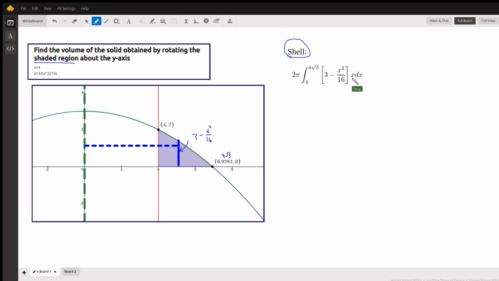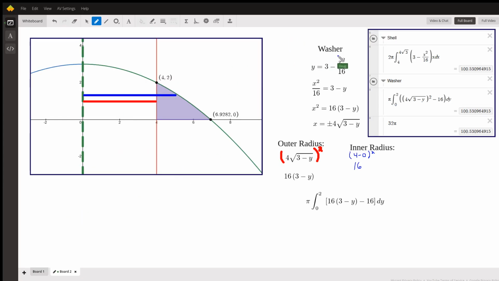So that's what this x is right here. And of course, dx represents the width of the typical shell. So these typical shells occur from 4 to 4 radical 3. We're multiplying by 2 pi, height of the shell times the average radius.